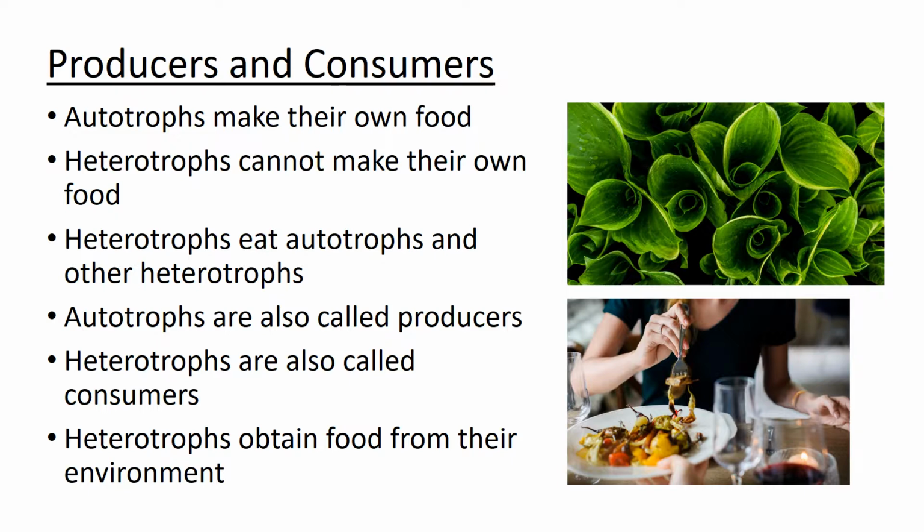Heterotrophs can't do that. Heterotrophs cannot make their own food. Heterotrophs have to eat autotrophs or other heterotrophs. Down on the bottom right, there's a woman sitting down to supper or lunch. She's eating a meal. And this seems like a silly thought, but note that you've never seen a plant do that. Plants don't farm, they don't hunt prey, they don't sit down to dinner.